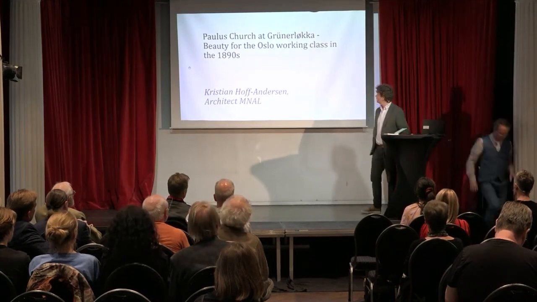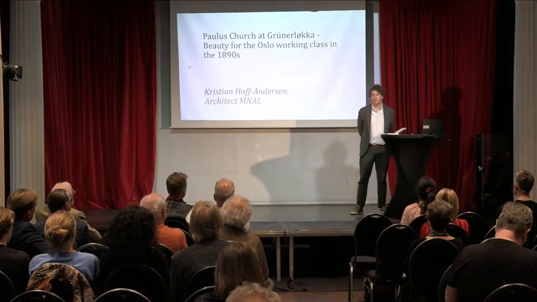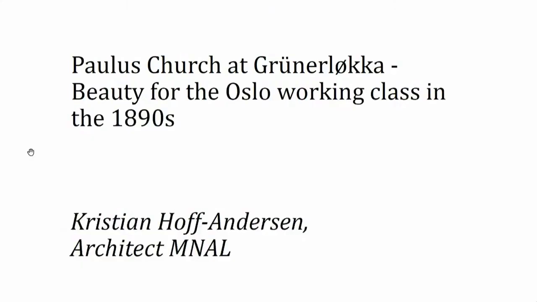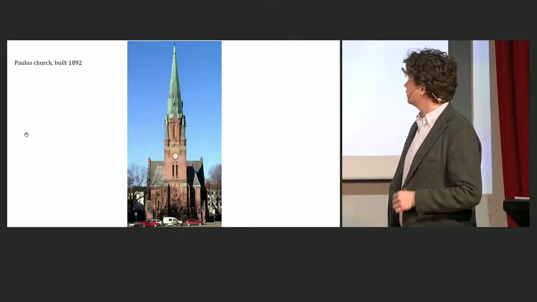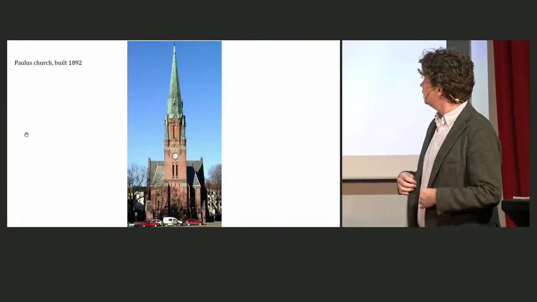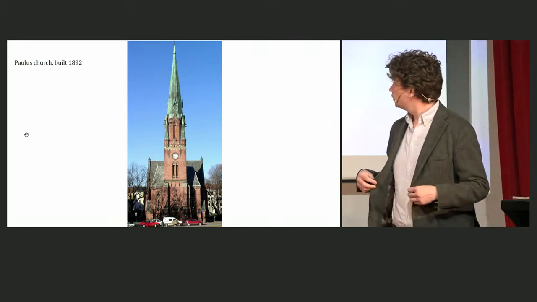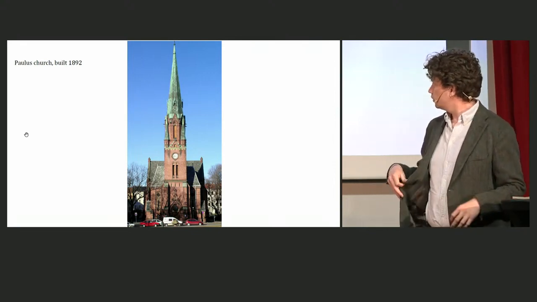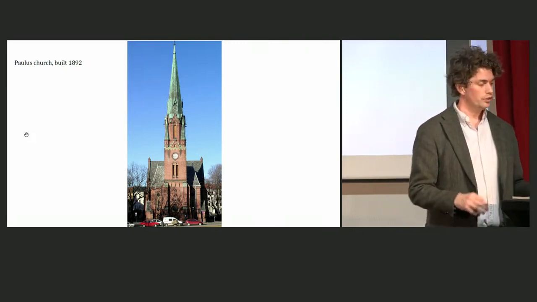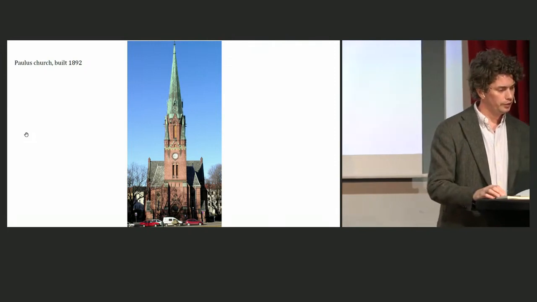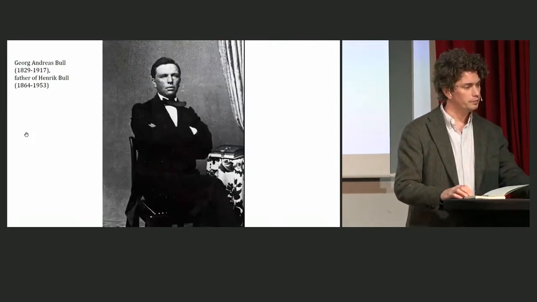Thank you very much. I have been asked to talk to you about the Paulus Church in Grünerløkka in Oslo, beauty for the working class in the 1890s. Paulus Church was built in 1892 in a Gothic historicist style to house the new congregation of factory workers mostly in eastern Oslo, with the growth of Oslo in the industrial age.